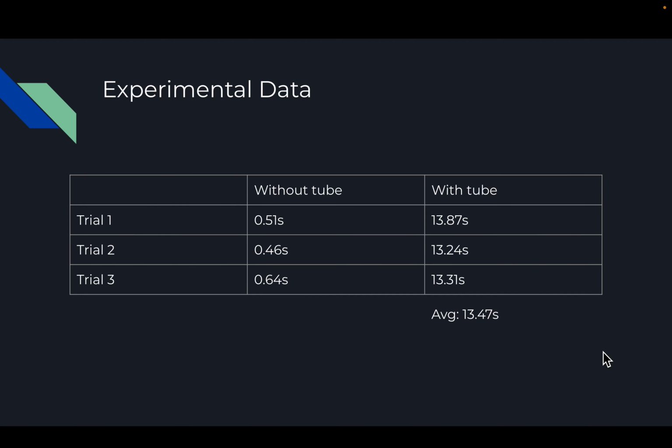Here's the experimental data from what we did in person. First we dropped the magnet just in the air, no copper tube, from about 1 meter, and this is how long it took for the magnet to fall to the ground. And then we did it with the tube, and we got an average of 13.47 seconds with the tube.